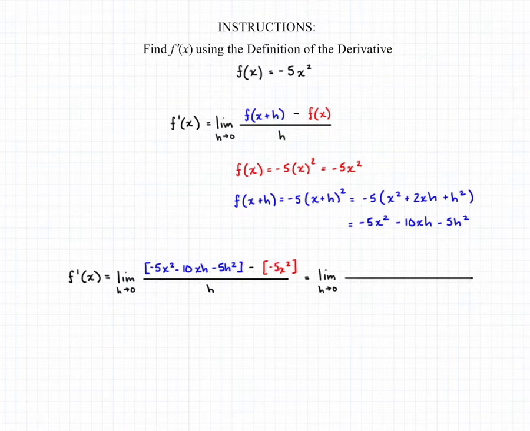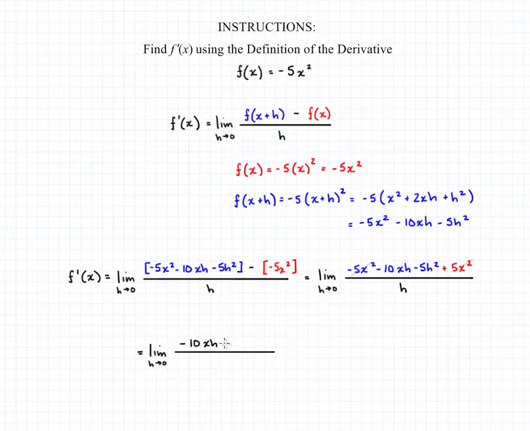So if we go through and distribute that negative, we'll have negative 5x squared minus 10xh minus 5h squared, and then that will be plus our 5x squared. Now if you've done this correctly, you can cancel out everything that came along with f of x. So we can cancel out our 5x squared. That's going to leave us with the limit as h approaches 0 of negative 10xh minus 5h squared all over h. And now we can cancel out the h's, which will leave us with negative 10x minus 5h.